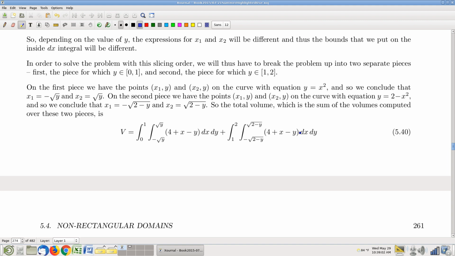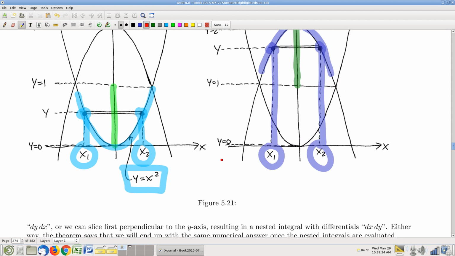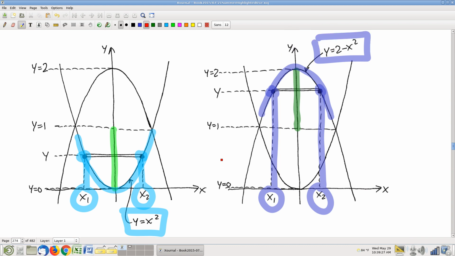Okay, so how do we anticipate this? Do I have to go through this process every single time and then compare and contrast and decide which one's going to be easier to work out? I suggest no. Let's talk about what it is that made me have to break this thing up at y equals 1. I had to break it up at y equals 1 because that's where these defining points, the lower bound defining point and the upper bound defining point, sort of jump from one curve over to the other curve.